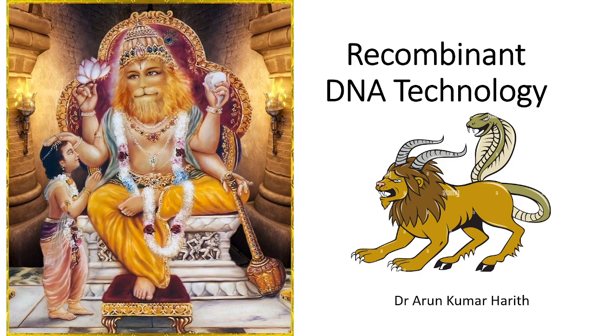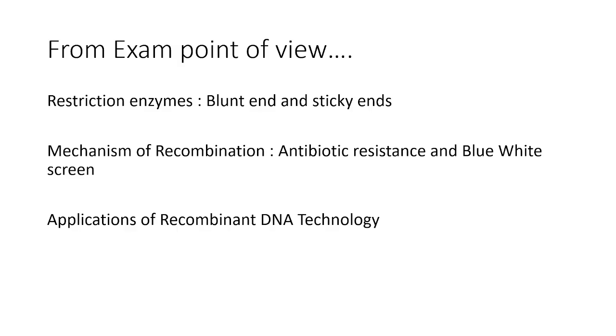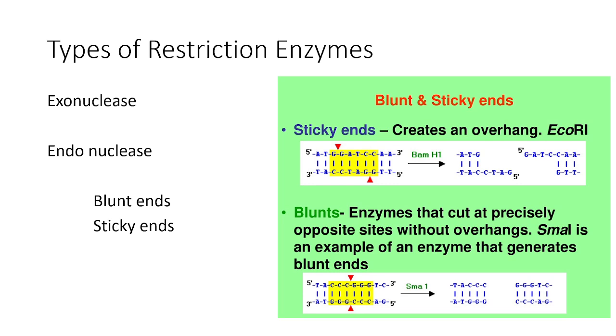animals' parts were joined together to produce a new structure. When we do the same thing with DNA, that's called recombinant DNA technology. Now, from the exam point of view, what we are interested in knowing is about the restriction enzymes, the enzymes that produce blunt ends and sticky ends. We're also interested in knowing the mechanism of recombinant DNA technology, a word about antibiotic resistance and the blue-white screen, and applications of recombinant DNA technology in the modern world.